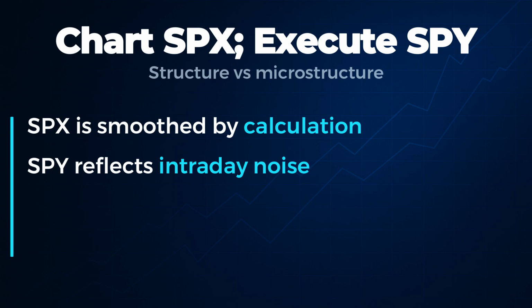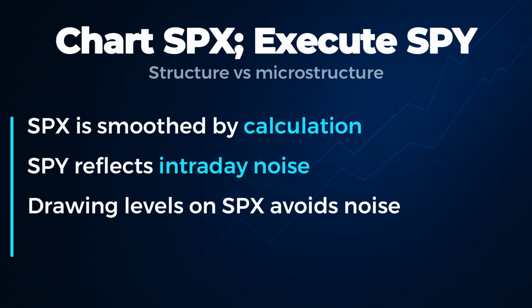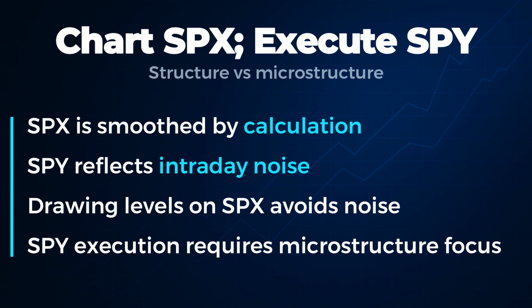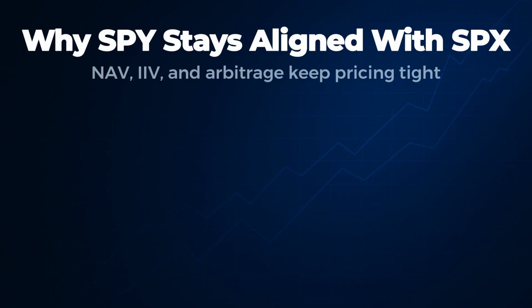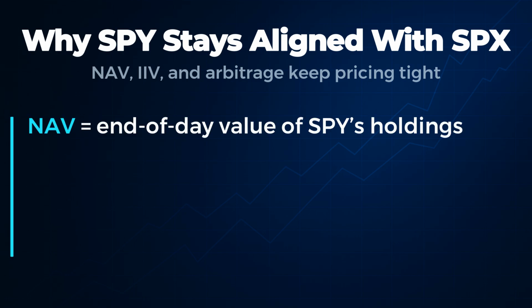Professionals handle this correctly. They chart SPX for structure and they execute SPY with microstructure in mind. SPY's price must closely reflect the value of its underlying holdings. Two institutional metrics enforce this relationship. NAV, the net asset value. It's the end of day value of the ETF's underlying holdings, calculated once daily after the market closes.